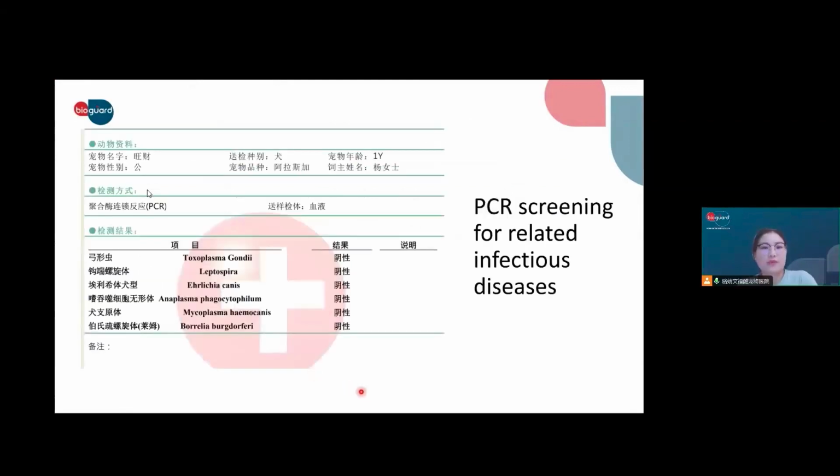And we also did the PCR tests. The PCR screening for related infectious diseases included Toxoplasma, leptospiral, Ehrlichia, Anaplasma, Mycoplasma, Babesia. Each result of them was negative. We didn't find the underlying disease here.